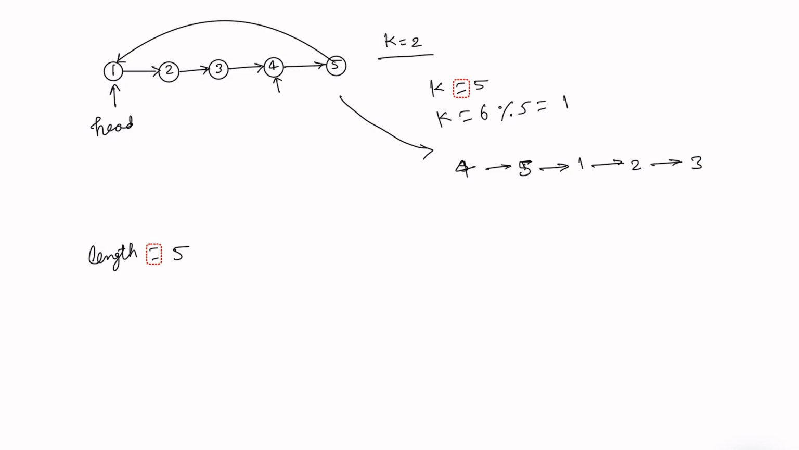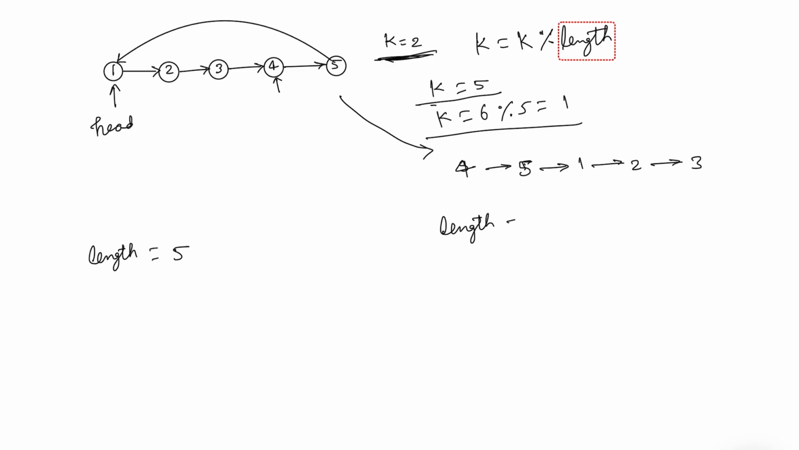Then I will calculate the value of length minus k. Actually k we can update. As I already told, the k value will always be less than or equal to length after calculating its modulus value. That means we will calculate k modulus length like this. So in that case the k value will be less than or equal to length. Okay, so we will go till length minus k minus 1 position. That means see here length is 5, k is 2, minus 1, this will be 2.